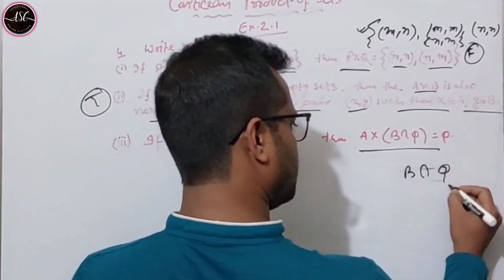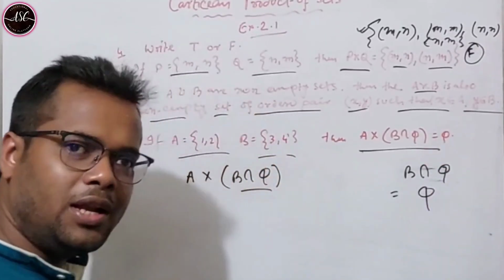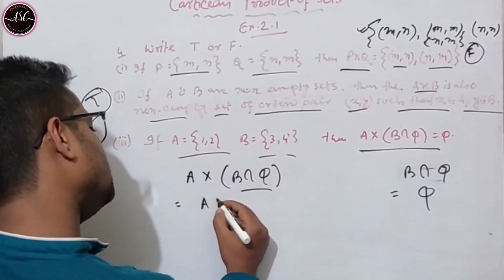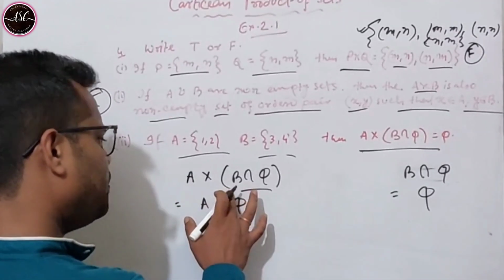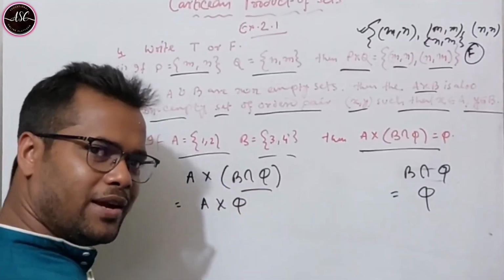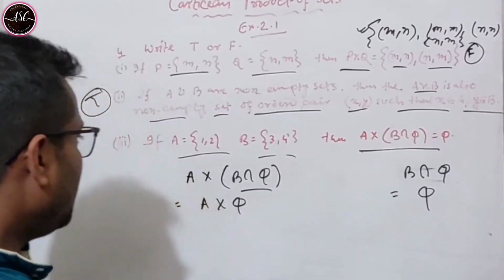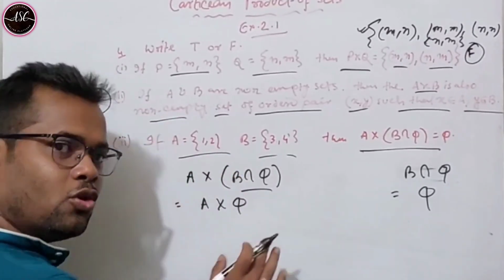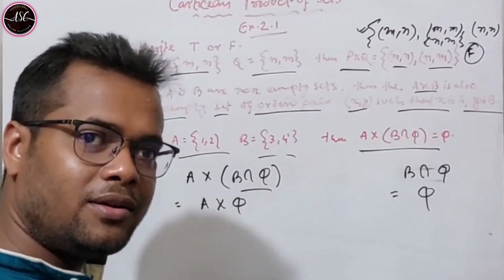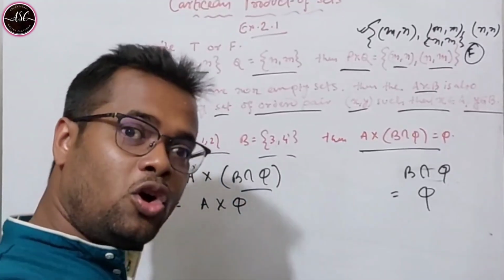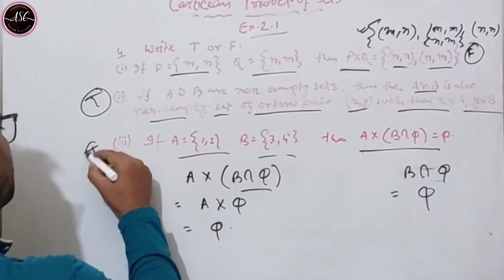B intersection phi. What will we get? Phi. As there is no common element, we have to find the Cartesian product of A and phi. As phi has no element, phi is the null set. So A has elements, but phi has no element, so there is no ordered pair. So this will also be phi. Okay. So this is true.